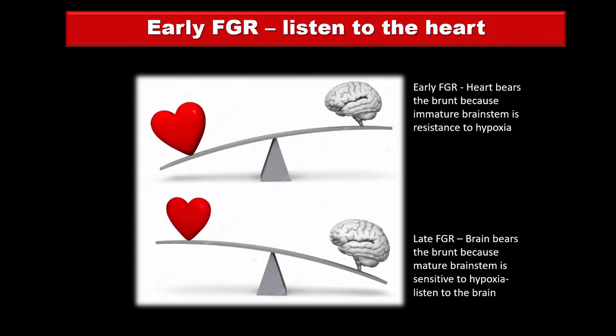So to conclude, early onset FGR, the heart bears the brunt. Because the immature brainstem is resistant to hypoxia. So listen to the heart. Whereas late onset FGR, brain bears the brunt because the mature brainstem is sensitive to hypoxia. So listen to the brain, listen to abnormal CTG, abnormal fetal heart rate, abnormal biophysical profile, abnormal NSTs.